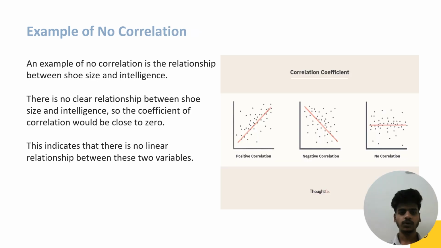Example of no correlation. An example of no correlation is the relationship between shoe size and intelligence. There is no clear relationship between shoe size and intelligence, so the coefficient of correlation would be close to 0. This indicates that there is no linear relationship between these two variables.